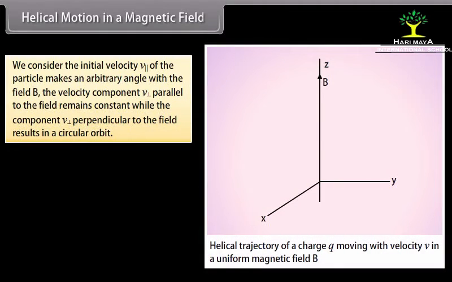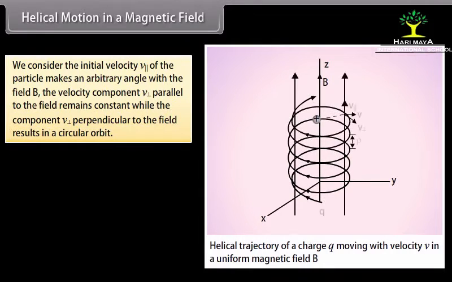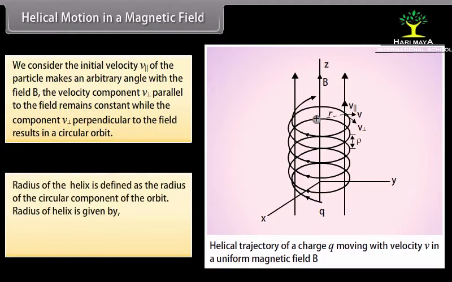Helical motion in a magnetic field. We consider the initial velocity v of the particle that makes an arbitrary angle with the field B. The velocity component parallel to the field remains constant, while the component perpendicular to the field results in a circular orbit. Radius of the helix is defined as the radius of the circular component of the orbit. Radius of helix is given by the perpendicular component of velocity divided by the angular frequency, which is equal to m times the perpendicular component of velocity divided by qB.